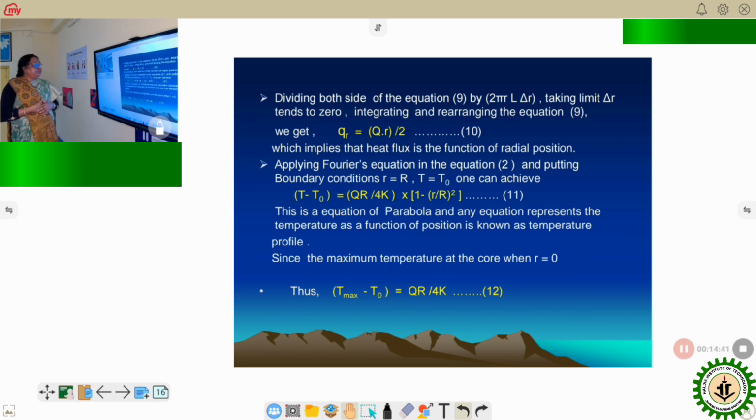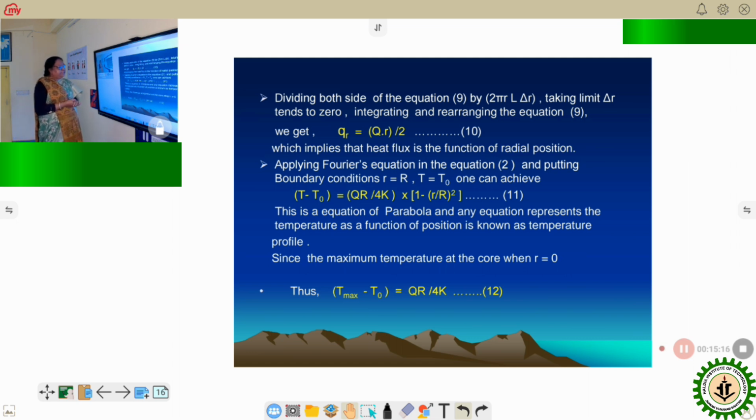So applying Fourier's equation in the basic equation number 2, and putting the boundary conditions r = R and T = T0, one can achieve this equation, that is the temperature profile. So T minus T0 is equal to QR²/4K into 1 minus (r/R) whole square. That is equation number 11, and this equation of the parabola is the temperature profile, which implies the flux is proportional to the position.